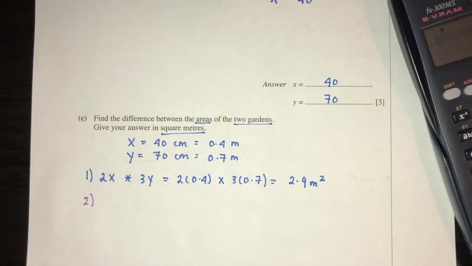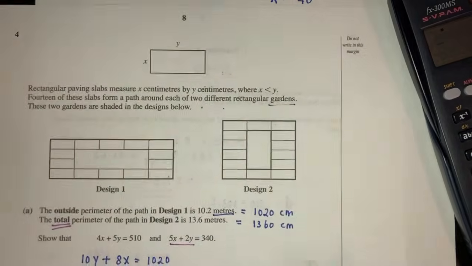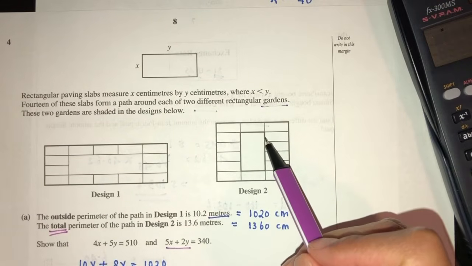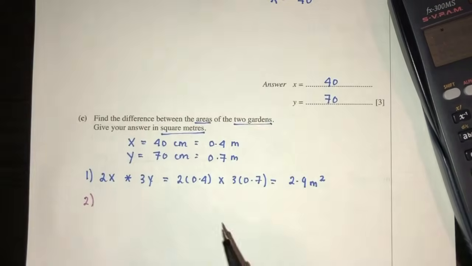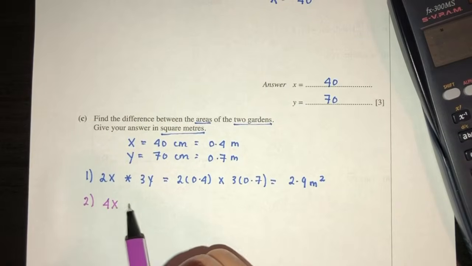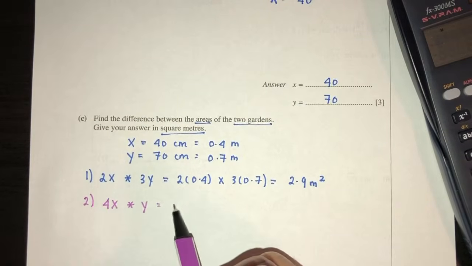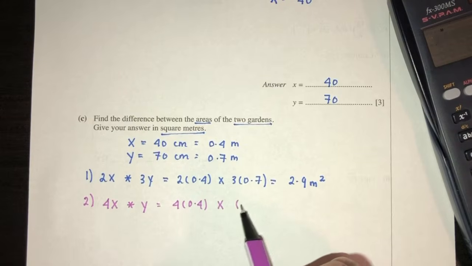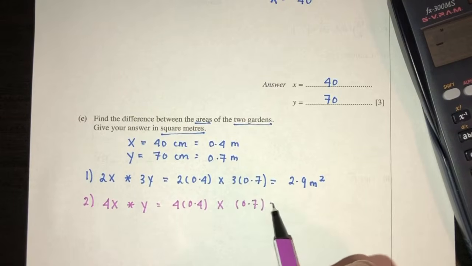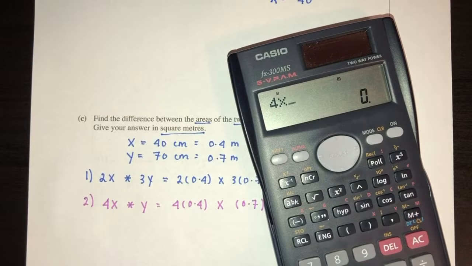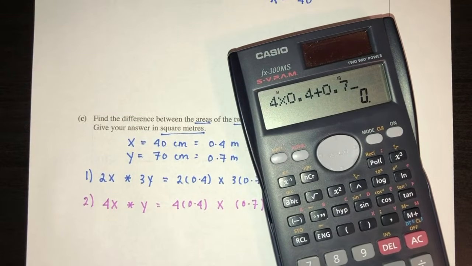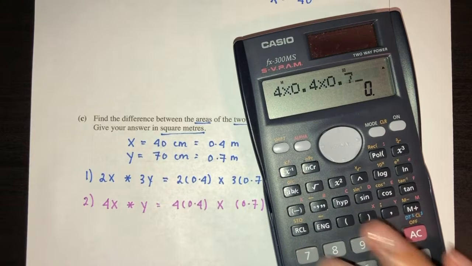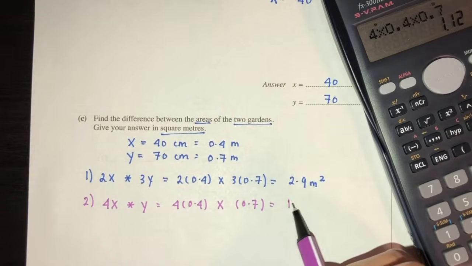Now for design number 2, let's count. The area of the garden will be, so here I have 1 y and here we have 1, 2, 3, 4, 4x. So 4x times y, so 4 times x will be 0.4 times 1y, which is 0.7. So 4 times 0.4 times 0.7. That will be 1.12.